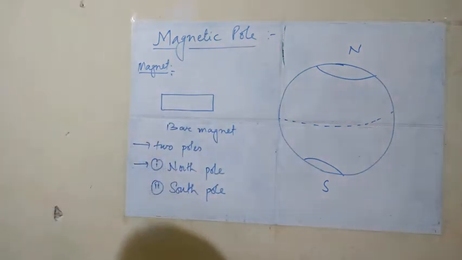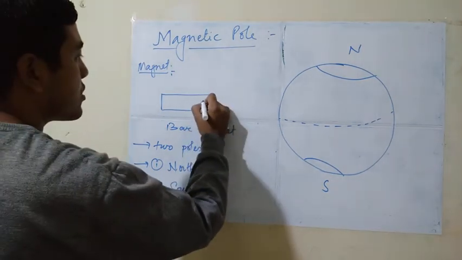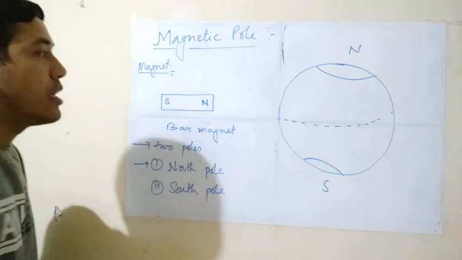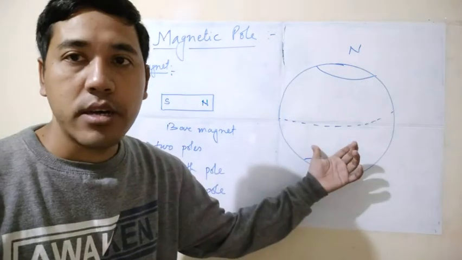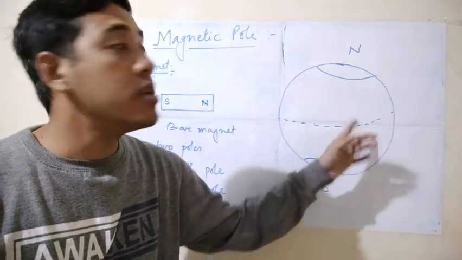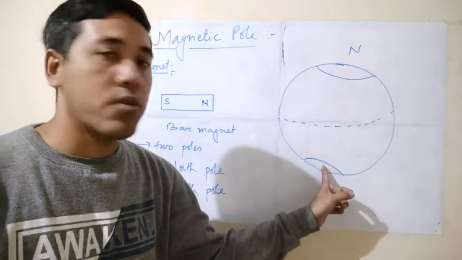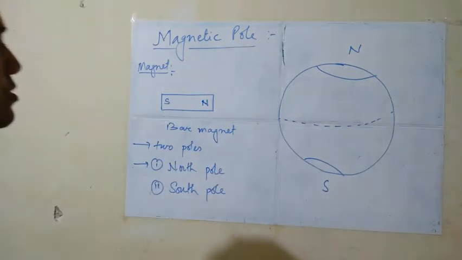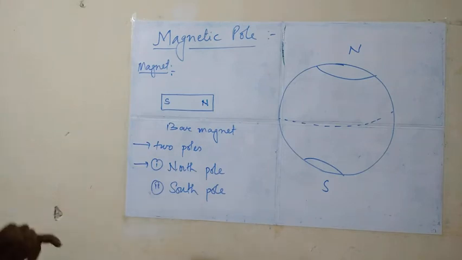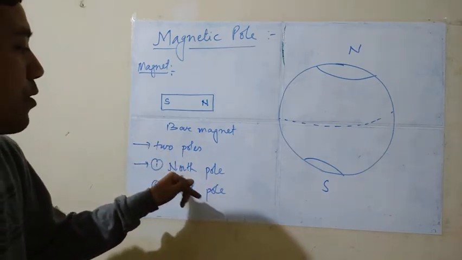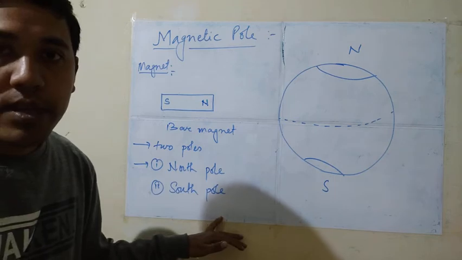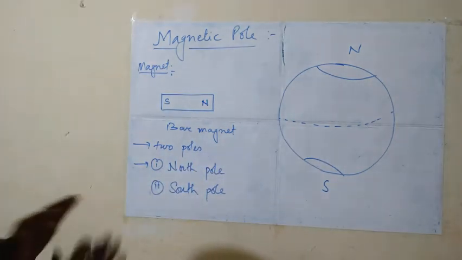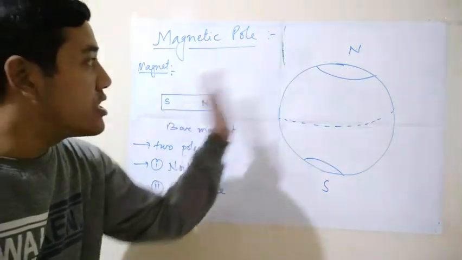Like this, the bar magnet has two poles. One is known as the north pole, another is known as the south pole. Like our earth, how many poles does it have? Two poles, one is the north pole and one is the south pole. Same thing in our bar magnet. It also has two poles, the north pole and the south pole. I will explain in detail what the north pole and the south pole are. Before I explain in detail, please copy this first page.